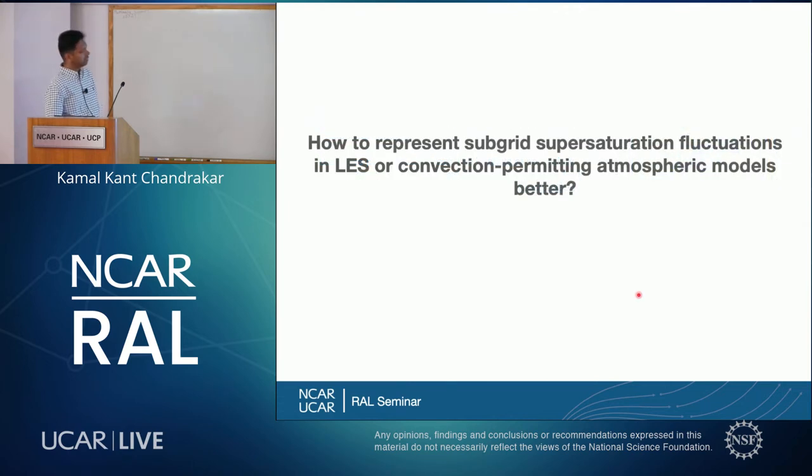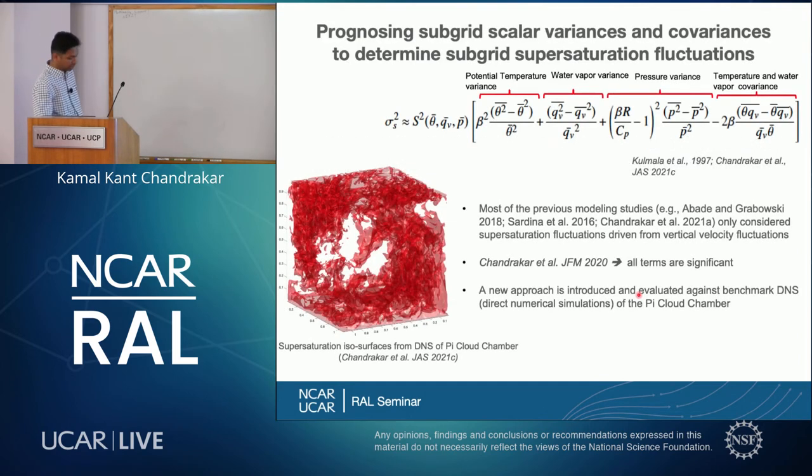So in the last part of my talk, I'll be focusing on how we can represent the subgrid scale supersaturation fluctuation better in LES and convection permitting models, and also improve the interaction of the cloud and turbulence in these high resolution models. So generally, in most LES and convection permitting models, when we model supersaturation fluctuation, we only consider the fluctuation driven by the vertical velocity. However, that's only one component of the overall variability of supersaturation.